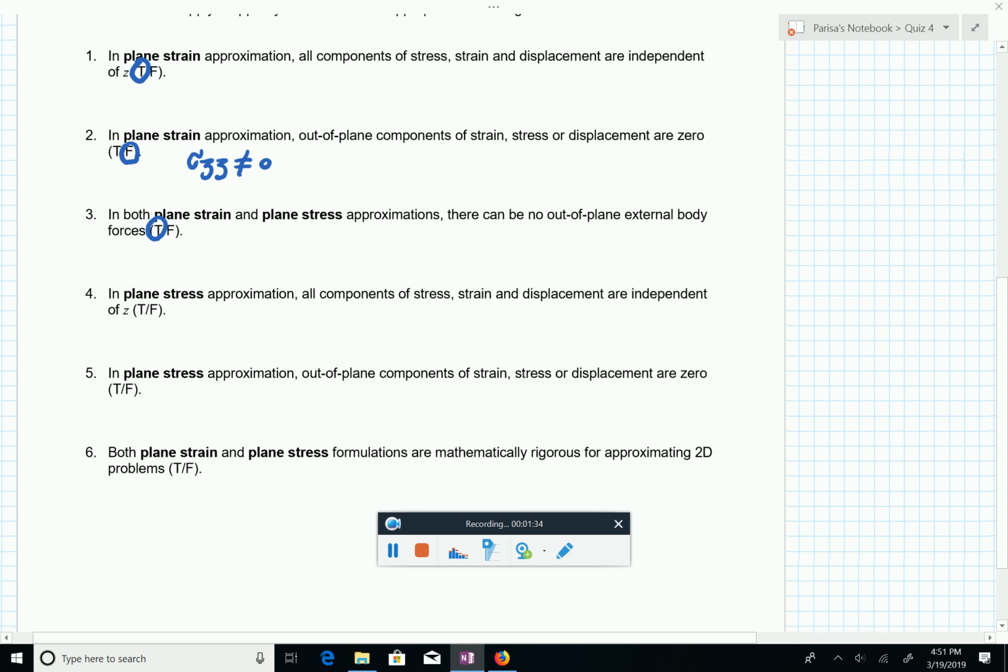How about plane stress? All stresses are independent of Z. Let's go one by one. The stresses in plane stress, are they all independent of Z? Yes, actually stresses are. How about the strains? Also, because you have Hooke's law. And displacement? No.